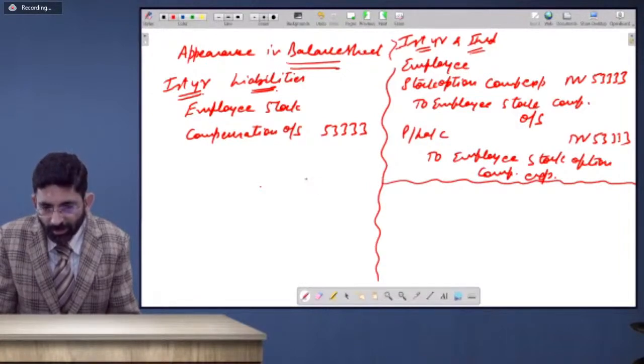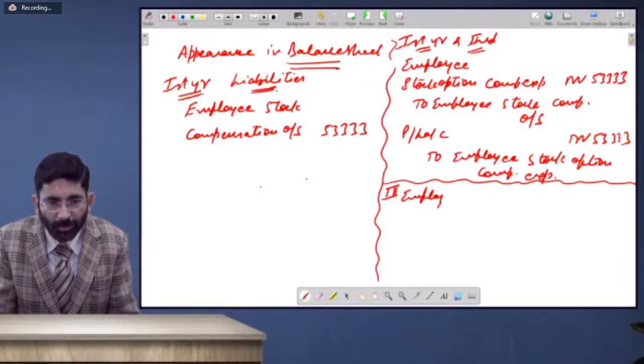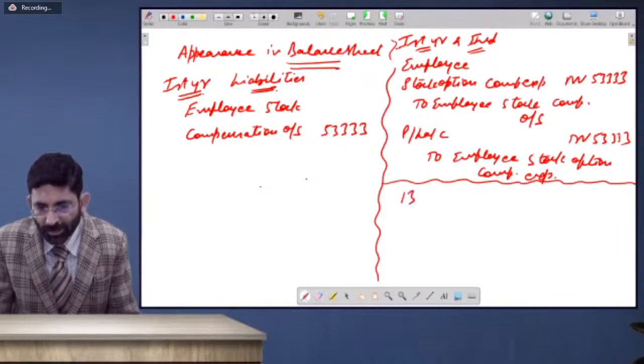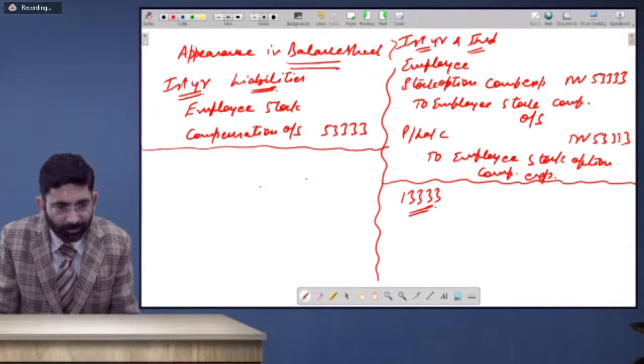In the third year, we have to pass an entry. Employee, same entries as above will be passed. Just the amount will be different. In the third year, entries will be passed with 13,333. Additional entry in the third year I would like to pass for you.